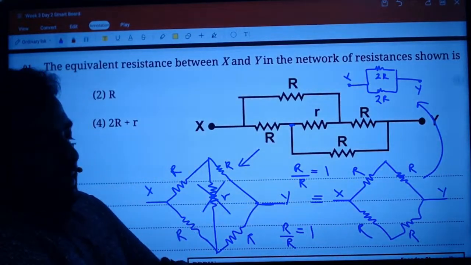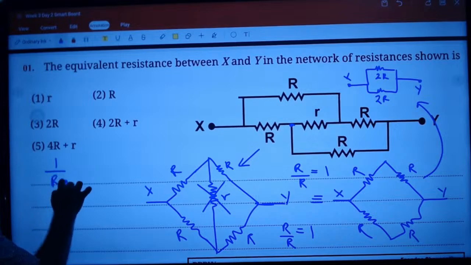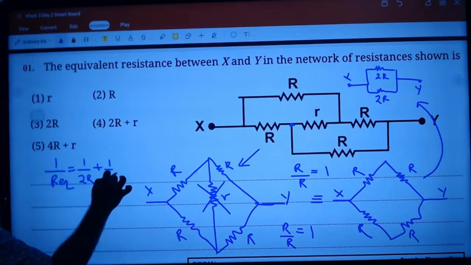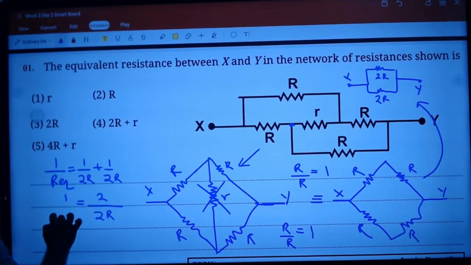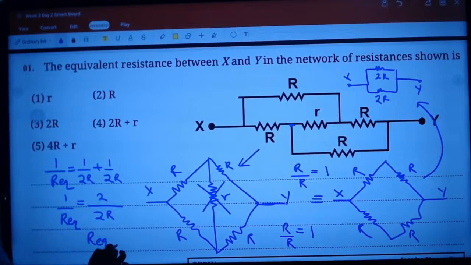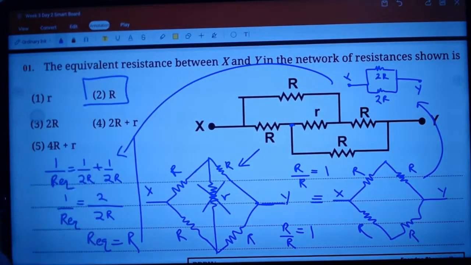Now resistors in parallel. 1 over R equivalent is 1 over 2R plus 1 over 2R. Common denominator 2R, so 1 over R equivalent. R equivalent is equal to R. So the correct answer is answer number 2.